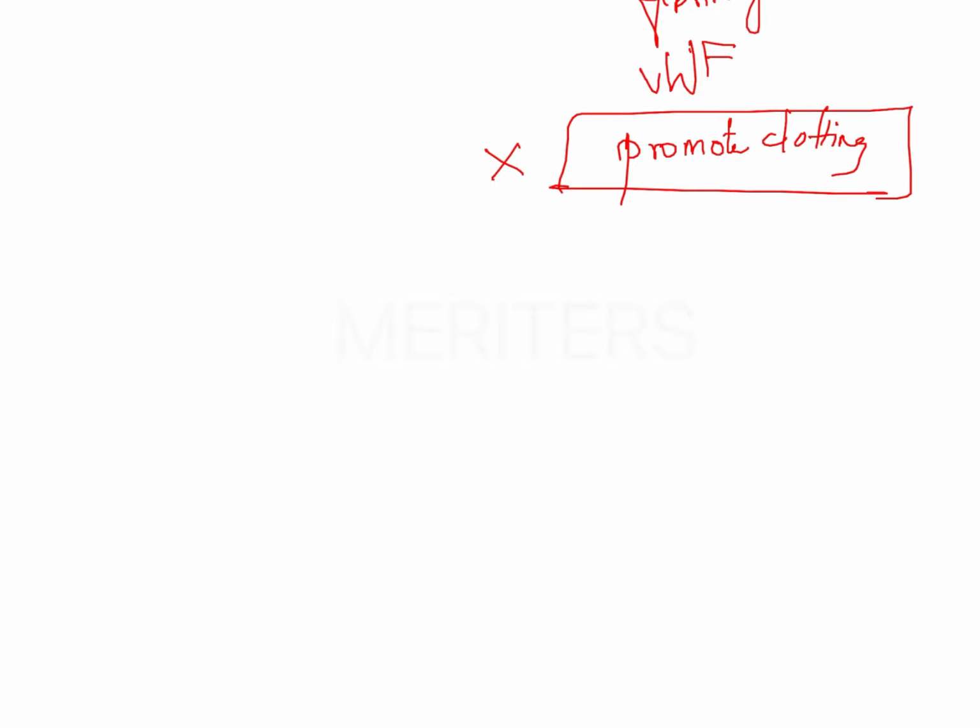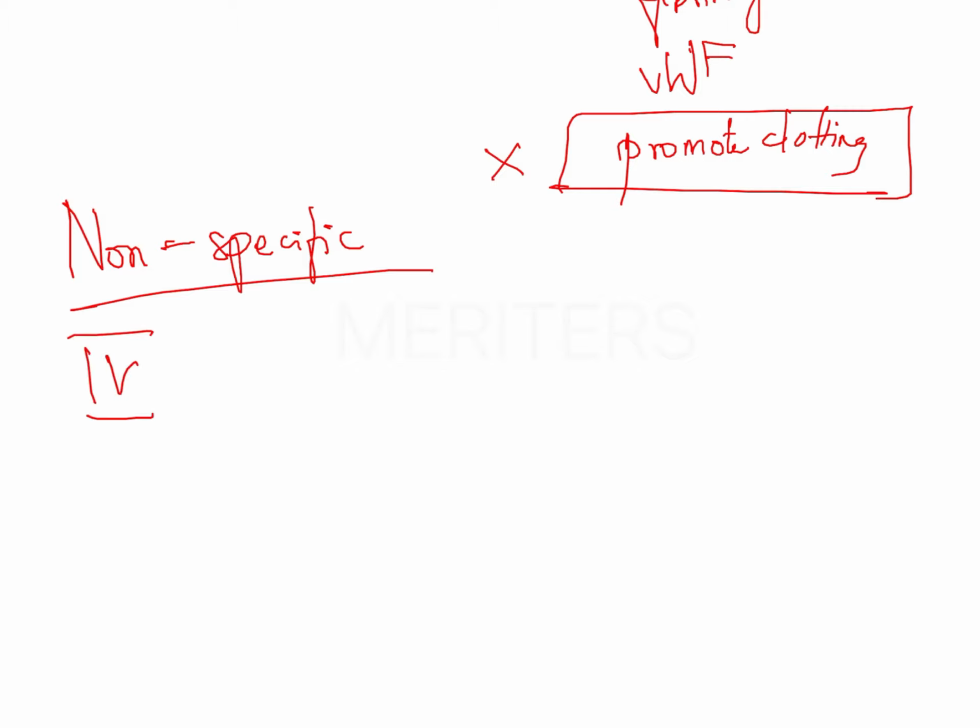This is a very non-specific drug, so it will not only bind to GP2B3A, it will bind to other proteins also. They are available only in IV form, mainly as an intravenous bolus followed by continuous IV infusion. They are combined with aspirin and heparin.